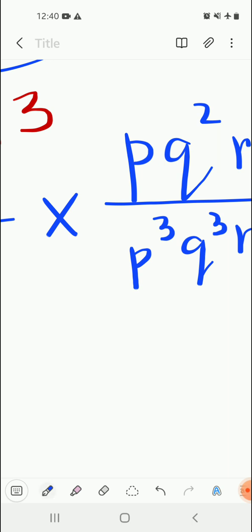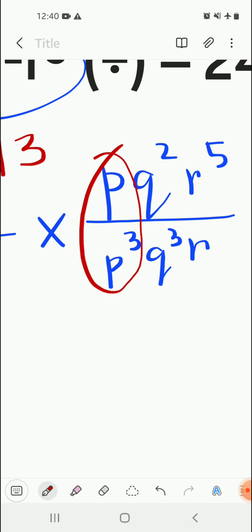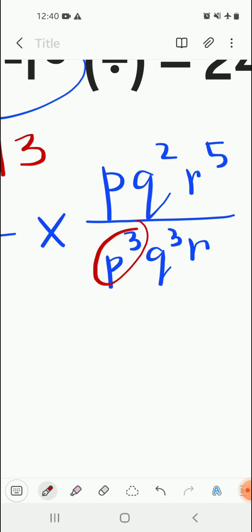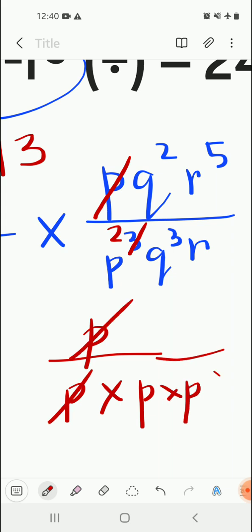So here you can see we have got p cube, q cube and r. So we're going to cancel, see, here it is p and here it is p cube. So the variable with the highest power, that is p to the power 3, is in the denominator. Therefore we are going to cancel this p and we are going to cancel this cube and write 2 instead, because p by p cube means p into p, which means we are going to cancel this p and we are left with p square. So we're going to write p square.